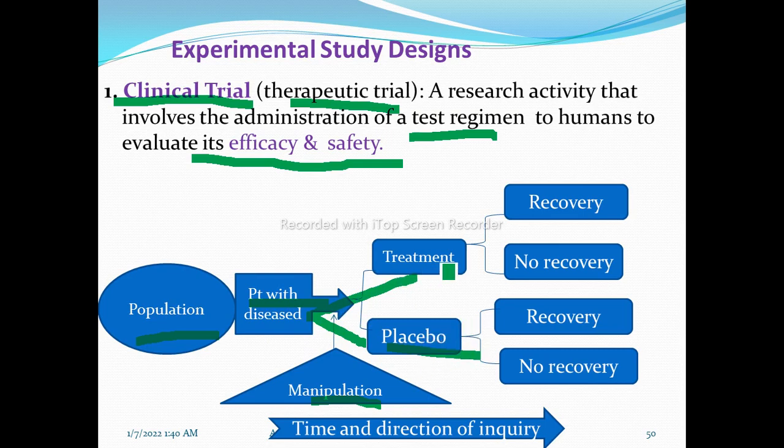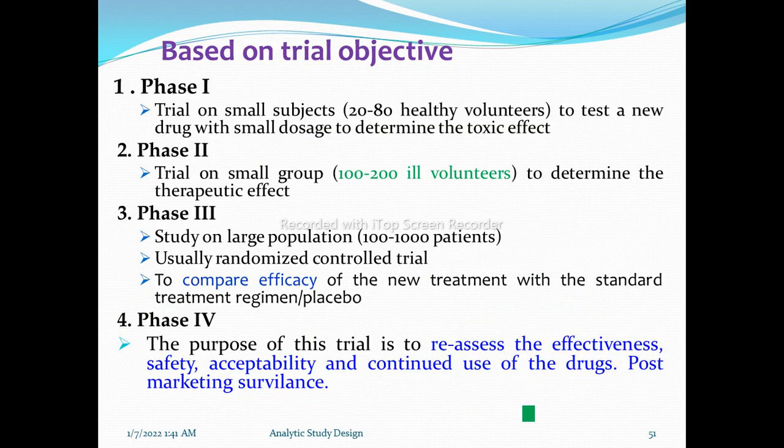The treatment group will be followed for recovery and not recovery. So how many have recovered among the treated group, how many have not recovered among the treated group. And those individuals who took placebo will be followed for recovery and not recovery. So how many have recovered among those taking placebo and how many have not recovered. So the time and direction of investigation move into the future, always prospective.